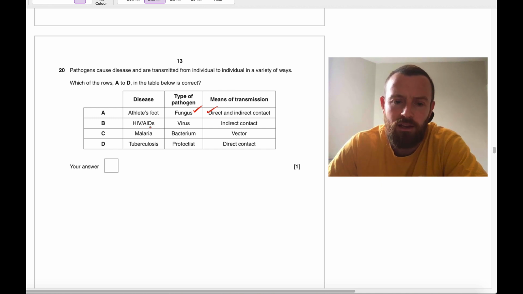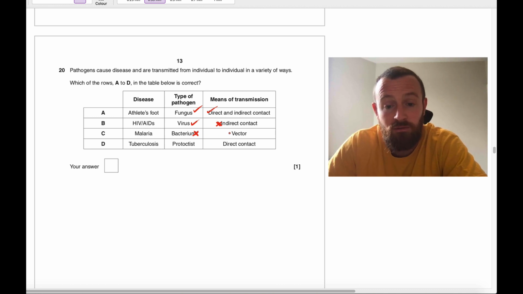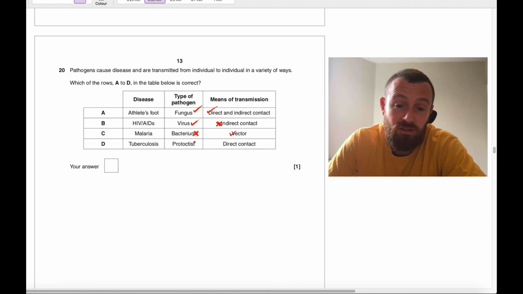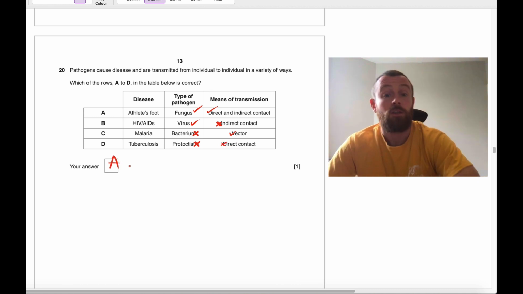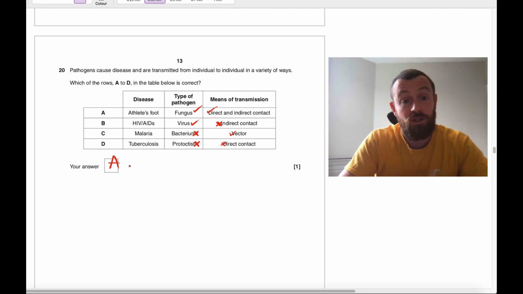Let's just double check, okay? HIV, AIDS, that is a virus. Indirect contact, no. We need sort of bodily fluid transfer. Malaria, no, it's not a bacteria, it's a protoctista, but vector is correct. Tuberculosis, no, that's a bacteria. And direct contact, no, because it's droplet infection. So answer is A. All right, okay, so we've gone through the multiple choice questions.